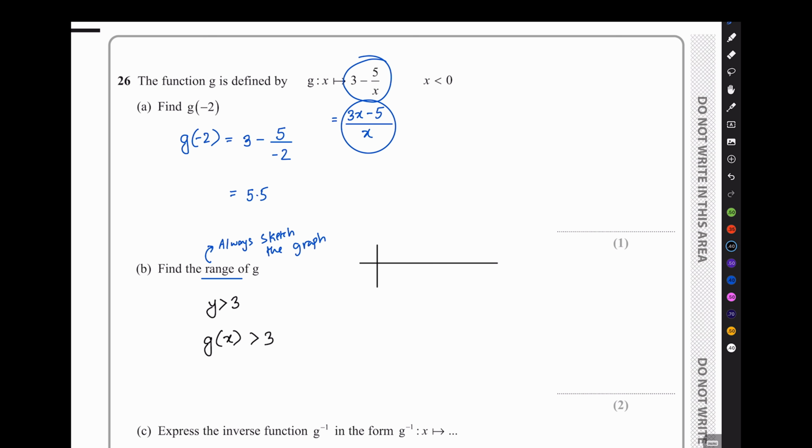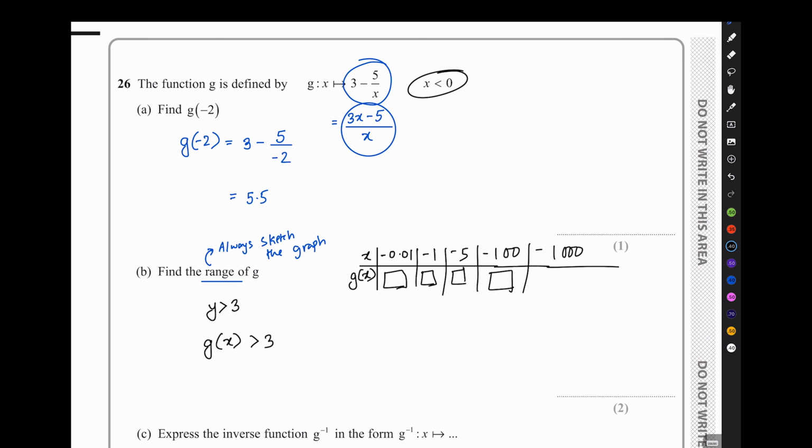Okay, x, and then here write g of x, and then since they already gave you the domain x less than 0, so for example, just take negative 0.01, and find the value of y, and then negative 1, and find the value of y, and then negative 5, find the value of y, and then negative, let's say 100. So the goal is to find a pattern.